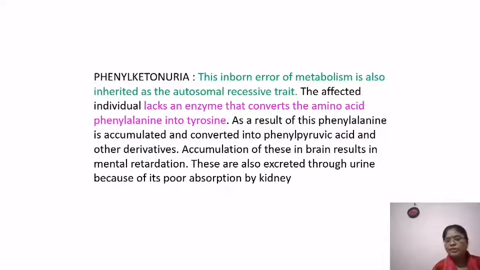In them, because of the lack of this enzyme, what does it convert? The amino acid phenylalanine into tyrosine. So phenylalanine hydroxylase converts your amino acid phenylalanine into tyrosine. Now since it is not able to do so, what is happening? Your phenylalanine is getting accumulated in your body and getting converted to what? Phenylpyruvic acid and other derivatives. Accumulation in the brain results in mental retardation, and it is also excreted through urine because of poor absorption by the kidney.